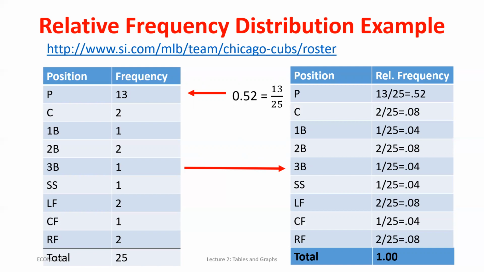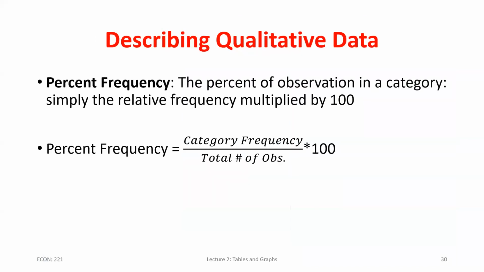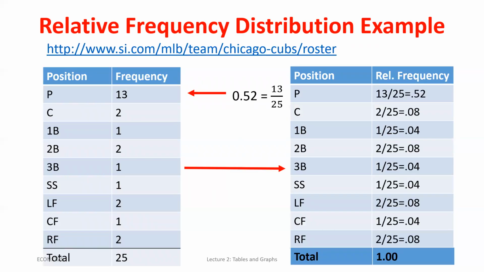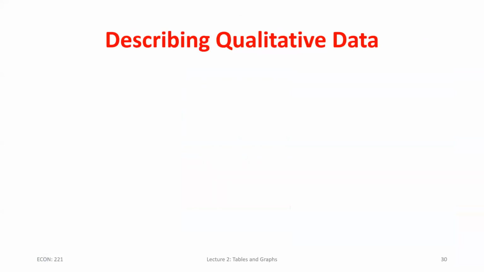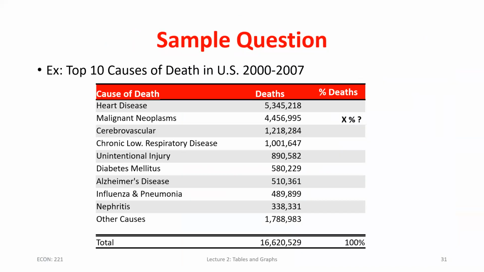Well, that's not how we talk, right? So I'll convert those to percent frequencies. Now, okay, 52% of the roster is pictures. That's how we talk, right? We don't talk in math, we talk in words sometimes. So that's really why we use percent frequencies, because that's typically how you try to convey the information about the data. That's a good question, though.